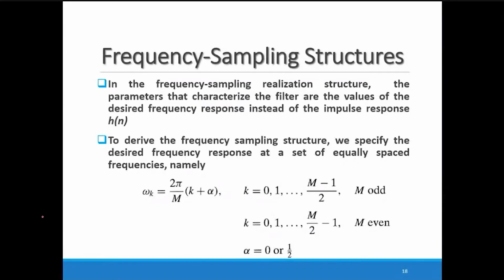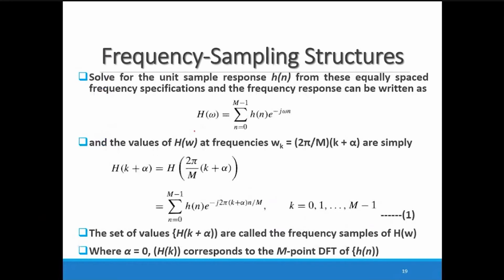When you do this, what happens? This H(omega) is nothing but the equation of the frequency response, but instead of taking the entire value, now you are taking the coefficient k. So H(k + alpha) is equal to H(2 pi by M into (k + alpha)). When you replace this, this equation gives you the output, which is nothing but the frequency samples of H(omega). Frequency samples of H(omega) means if you initially plot H(omega), you get this type of output.